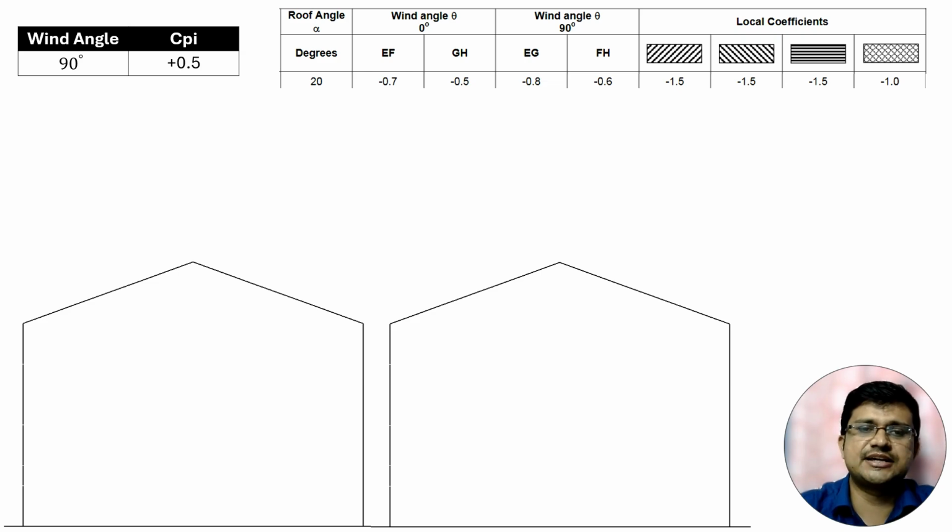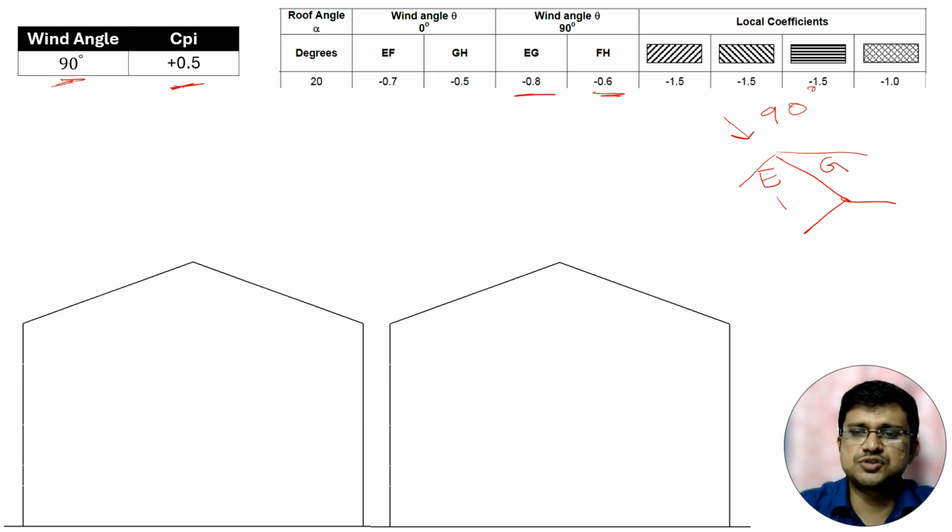So now this is the case when the wind angle is 90 degree and CPI is plus 0.5. Now here we have to consider the value of EG and FH. I have already mentioned that wind is coming from this direction, it will be 90 degree. This will be EG and this portion will be FH. So EG is the first portion and FH will be the afterward portion.